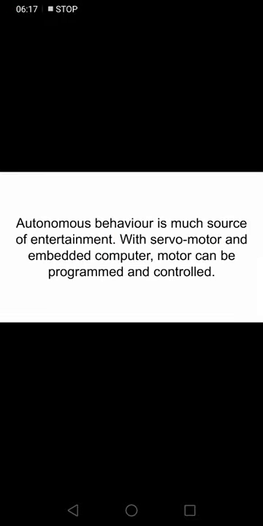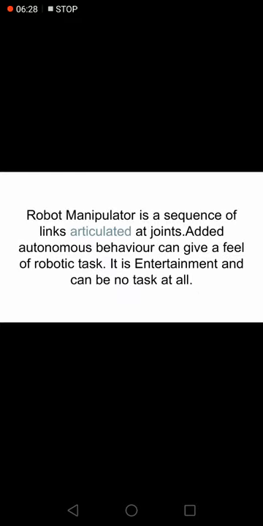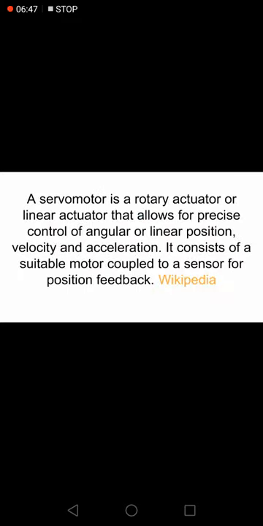Now, how do we control the robot? That will be done by the computer. Robot control by computer. Now, autonomous behavior is my source of entertainment. With several motors and an embedded computer, motors can be programmed and controlled. Next slide. A robot manipulator is a sequence of links articulated at joints. Added autonomous behavior can give a feel of robotic tasks. If this is entertainment, there can be no tasks at all. Next slide.